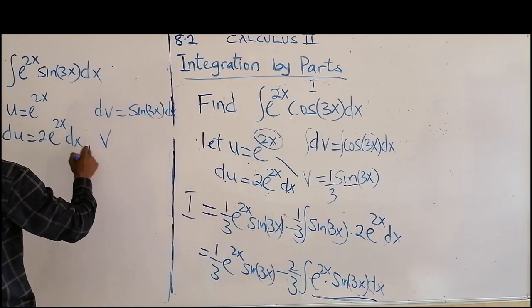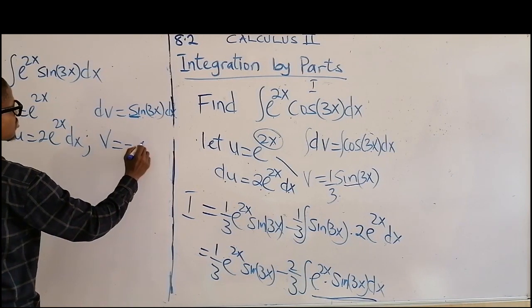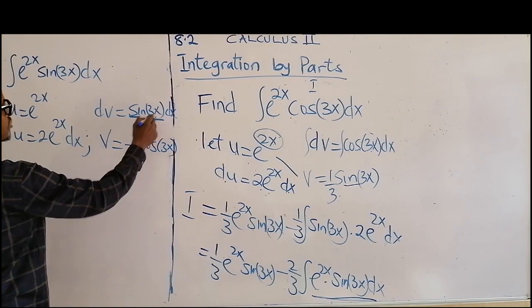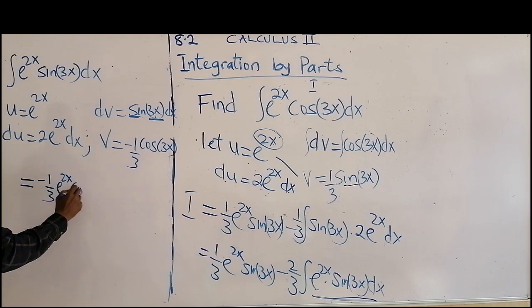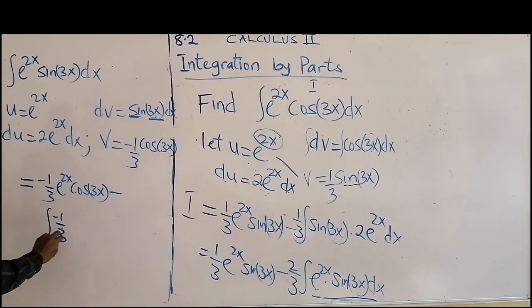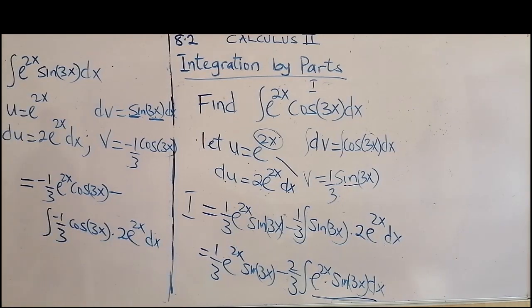So I'm having v now as what? If you integrate sine, that will be minus cos of the function 3x, then you divide by the derivative of this inner function. So that's what we have. Let's begin to substitute now. uv, the integral of this is equal to minus 1/3 e to the power 2x cos 3x, plus the integral of minus 1/3 cos 3x times du, times 2 e to the power 2x dx. So that's what we have now.